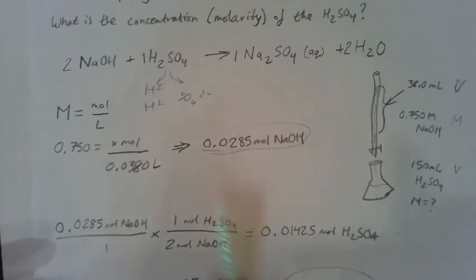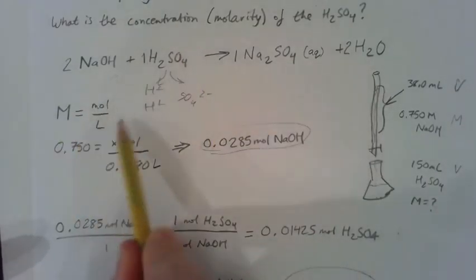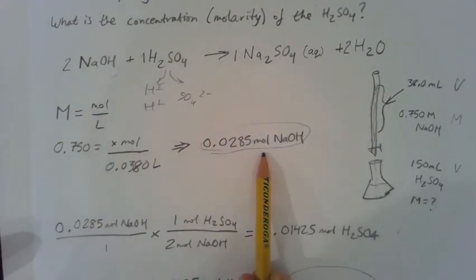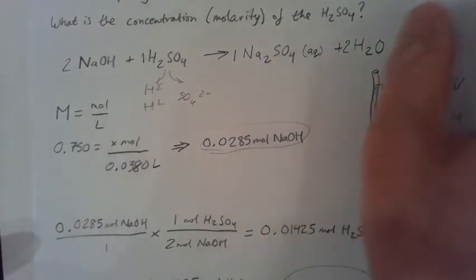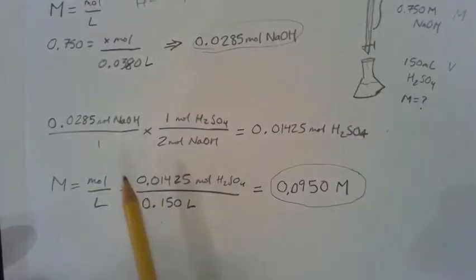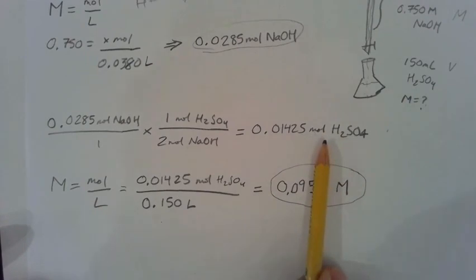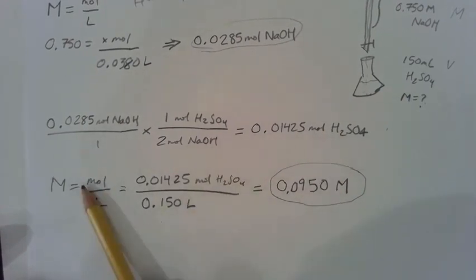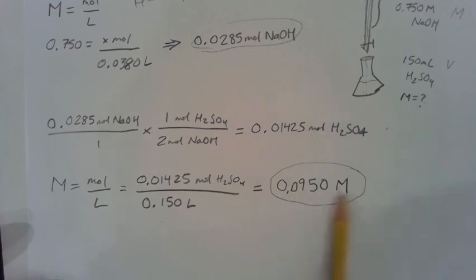So: balanced equation, molarity equation to find the moles of what you know, in this case the base, one-step stoich to find the moles of what you don't know, and then the molarity equation again to find the concentration of what you didn't know. That's it.